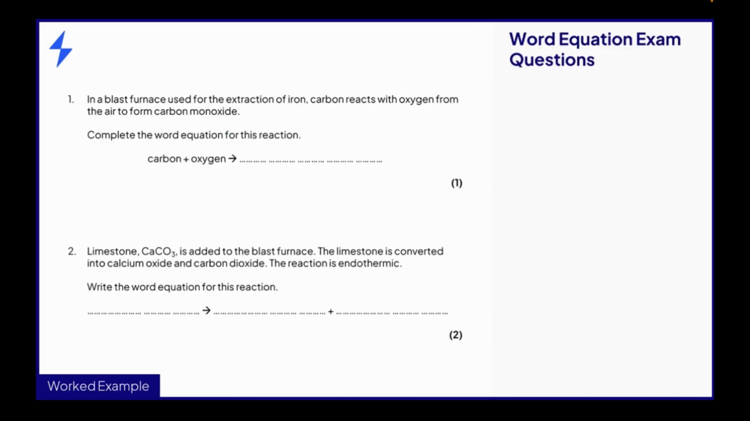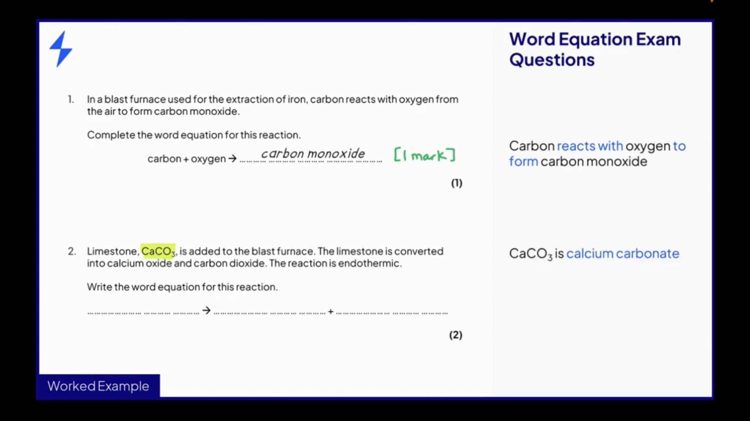The key information from question 1 is that carbon reacts with oxygen to form carbon monoxide. Since the question already has the reactants written in, you need to add carbon monoxide as the product for 1 mark. In question 2, the formula of limestone is CaCO3, which means there is calcium bonded to carbon and oxygen, and the "ate" ending should be applied. This gives the chemical name calcium carbonate.